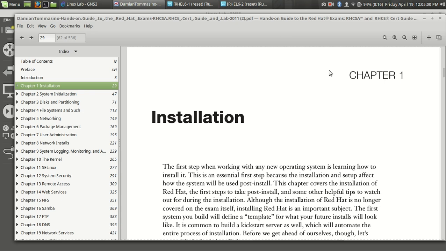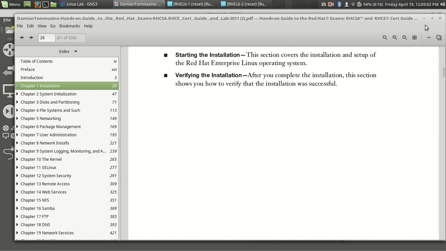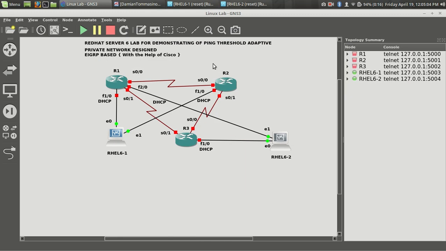This is the RHCSA series in Red Hat 6 server. Yesterday I have done installation. Today I will demonstrate the topic of adaptive ping threshold. That means if anybody wants to send an adaptive request, what will be the consequence? In this lab I am using GNS3 software, having 3 routers and 2 machines. The protocol I am using is EIGRP, and I will configure the IP addresses privately.